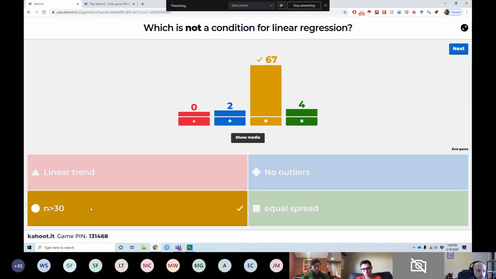N is going to stand for normal. You want your residuals to have a nice bell shape to them. So it's linear, no outliers, equal spread, and we want our residuals to be normal, or symmetric and unimodal. So you want to remember to use the acronym LONE: linear, outliers, normal, equal spread. Any questions for that one?